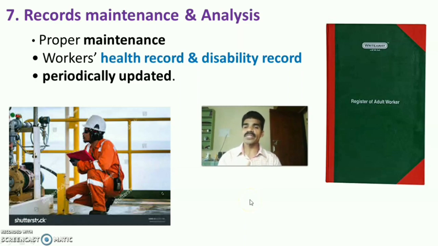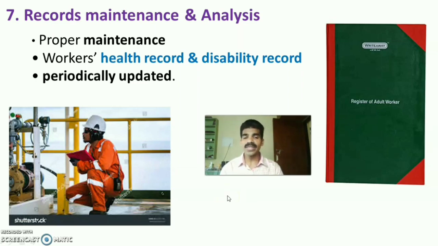Then the seventh point, the last point, is records maintenance and analysis of the data. Records may vary according to the industry and factory. All must be maintained properly and updated periodically. So proper maintenance of the occupational record of each employee or worker. So maintenance and update of the workers' health record and disability record, etc. Then periodically the information or data of the worker or employee has to be analyzed, and thus early detection could be done, and the preventive and control measures have to be taken. So these are the 7 important medical measures to prevent occupational diseases.